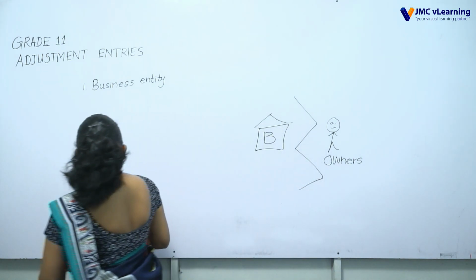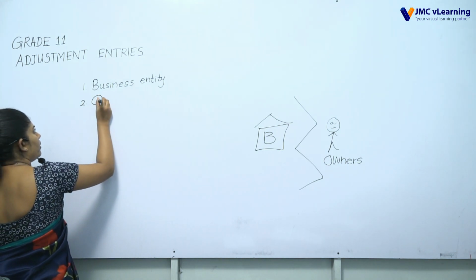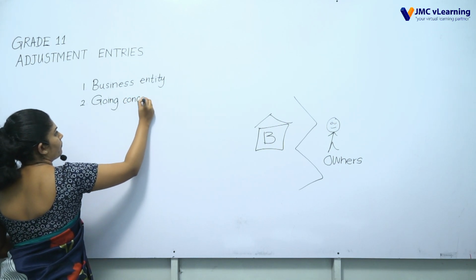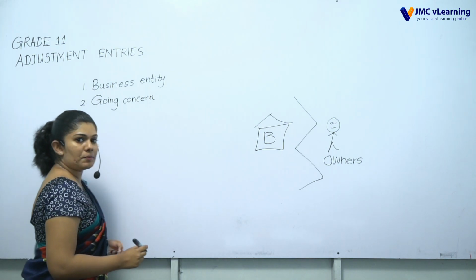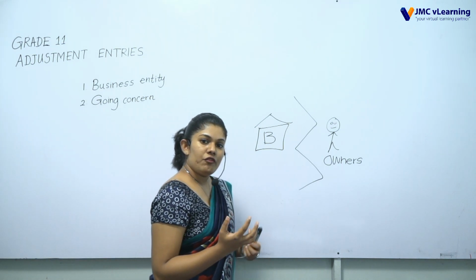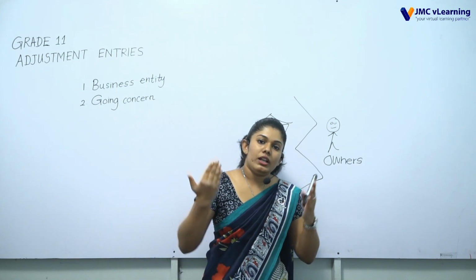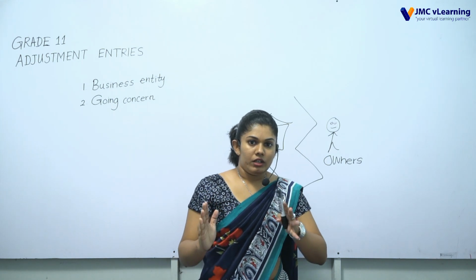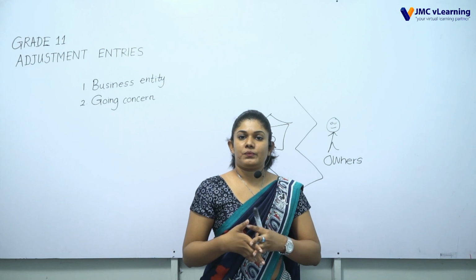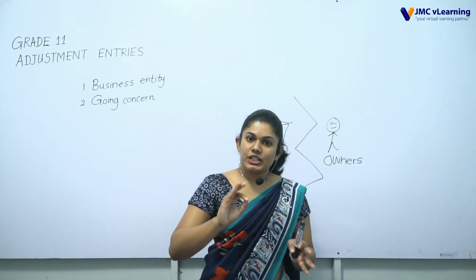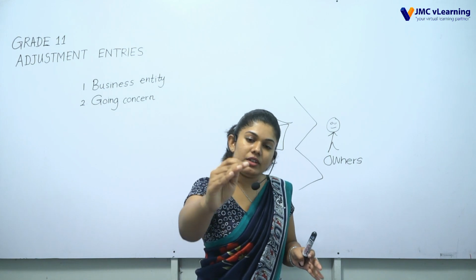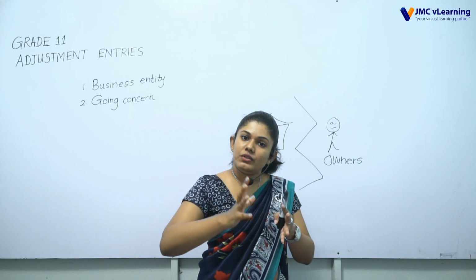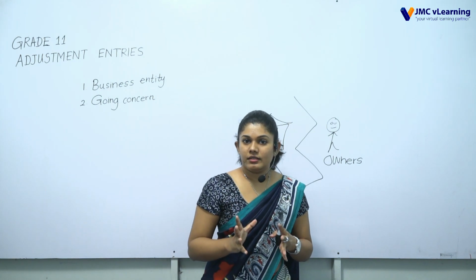The other one is going concern. Going concern means we assume our business will continue to a foreseeable future, not an infinite future, not a future that we can't see. The business we assume will continue to a future that we can see: 5 years, 10 years, 20 years, like that. A time period that we can predict, forecast.